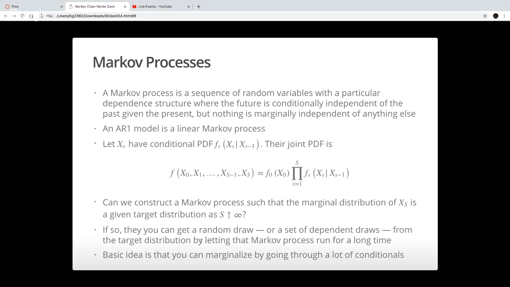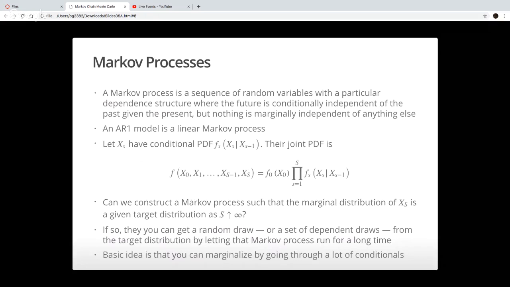So the AR1 model, the autoregressive model of order 1 that we talked about on Thursday of last week, is one example of a Markov process, albeit a linear Markov process, where in general we can think about nonlinear ones. A Markov process is a sequence of random variables that has a very particular dependence structure, such that the future is always conditionally independent of the past given the present. And so any two elements of that sequence that are not adjacent to each other can be made conditionally independent by conditioning on some value between them.